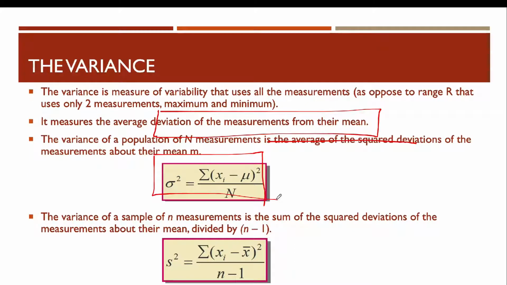Okay, basically these are two important ways to calculate variance. One of it is the population variance, and another is the variance of a sample. Through these definitions, it's the sum of the squared deviations of the measurements about their means. So you have to sum up the value of x minus the mean, and you square it and divide by the number of data minus 1.